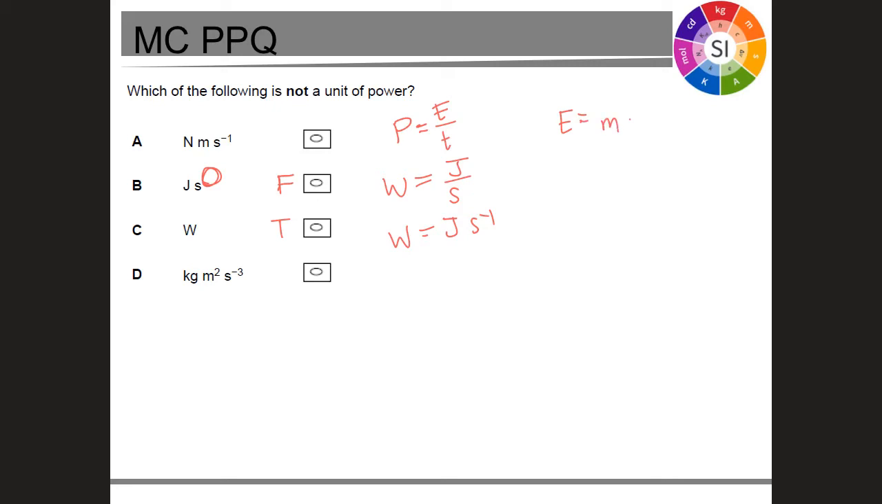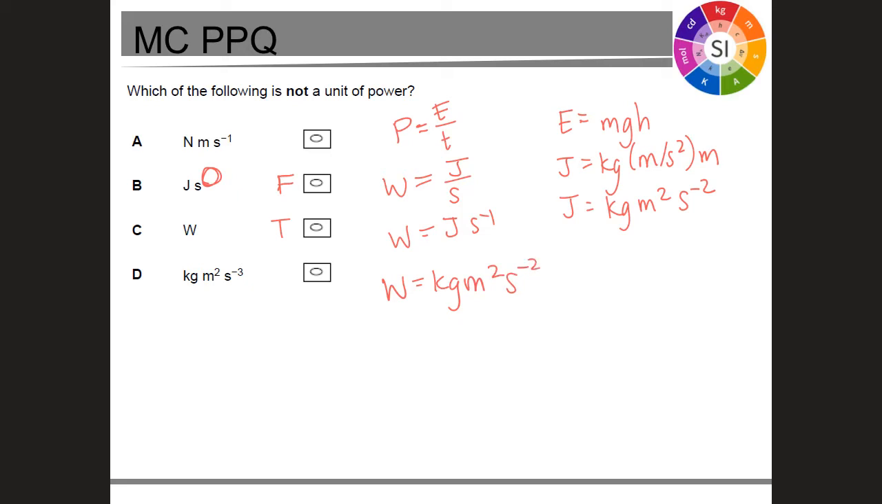So we'll try to find out where joule is, so we can link that to any sort of energy equation, mgh, a half mv squared, and we get that a joule is a kilogram meter per second squared times meter, or to write that out properly, a kilogram meter squared per second squared. And if we plug that into our expression for watts, we get kilogram meter squared per second squared times seconds to the -1, or a kilogram meter squared seconds to the -3. That makes D true.